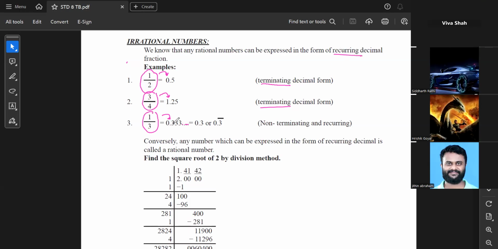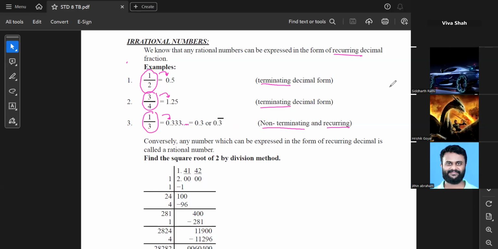Okay. So whenever a single number or a set of numbers are repeating, we call them as recurring because it doesn't have any end. It is not going to end. It is going to continue. Therefore, I call it as non-terminating.